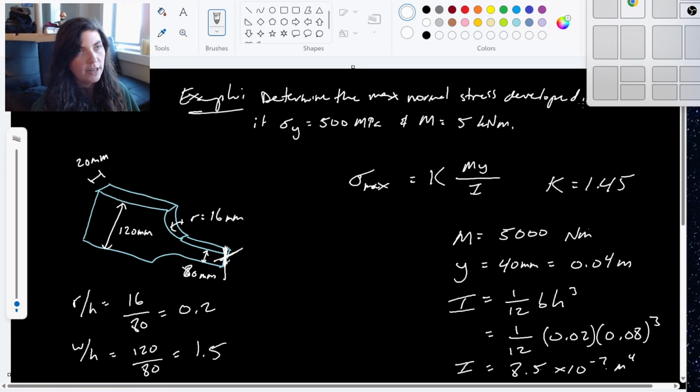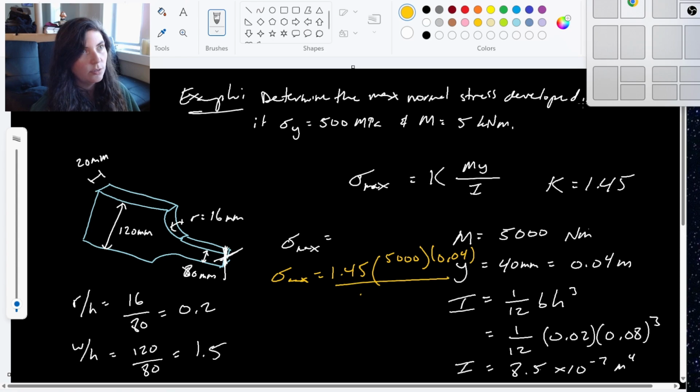And again, I like to just convert everything as I'm going, so that when I actually get to my equation here, right, I'm finding the max normal stress. All I need to do is plug it in. And I might do this in a different color so I can see it better. 1.45 times that moment of 5,000. Oh, I'm still going to run out of room anyways. 5,000 times 0.04 all over 8.5 times 10 to the -7th. And since I know all my units are good, I can plug that in without writing down those units there.